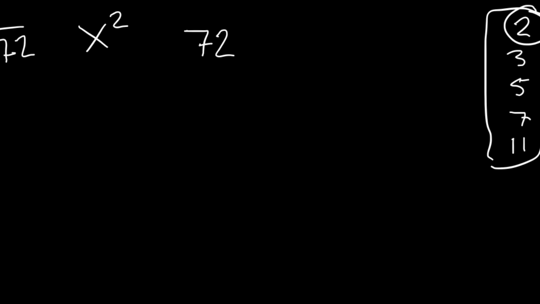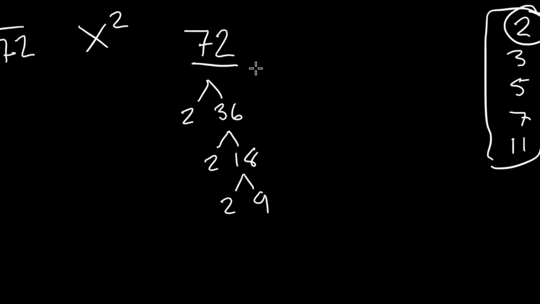So first I'll start off with 2, and what I mean by this is we're going to divide this number by 2 until we can't divide it by 2 anymore. So 72 divided by 2 is 36. And then we're going to keep going. 36 divided by 2 is 18. And 18 divided by 2 is 9. But now, we can't do 2 anymore because 9 is not divisible by 2. So we'll move on to our next number, 3. And we know that 3 times 3 is 9.